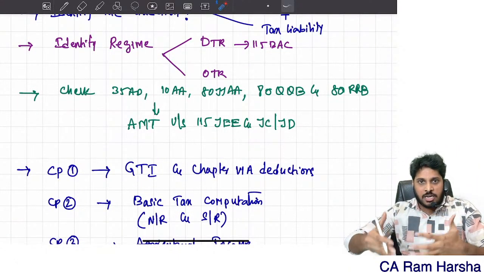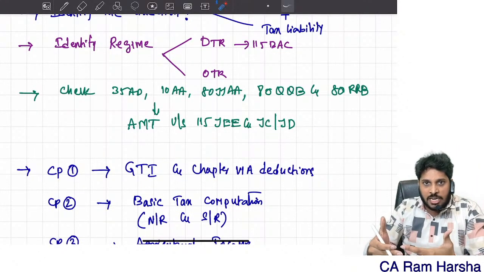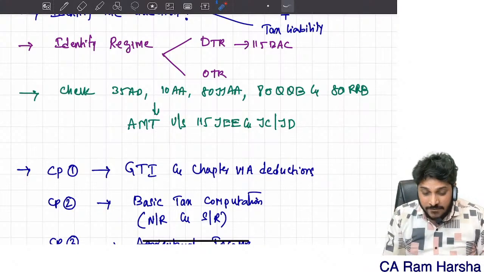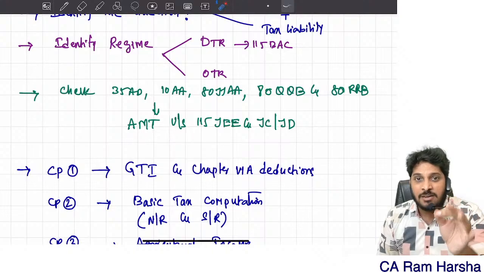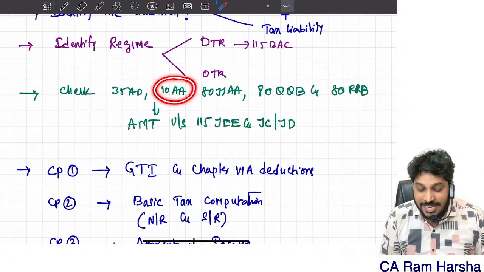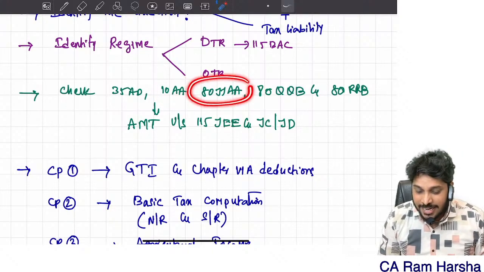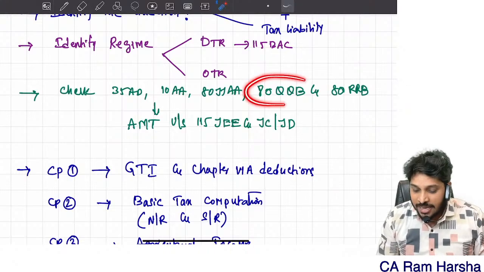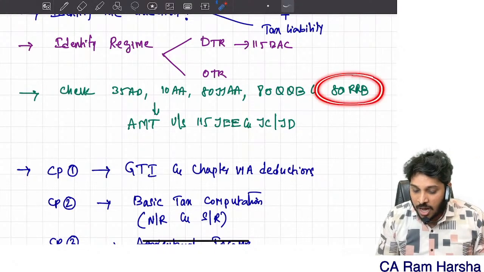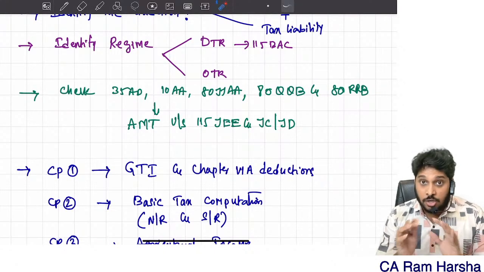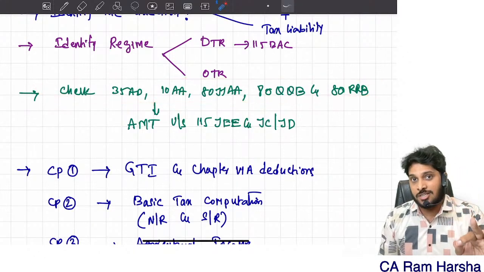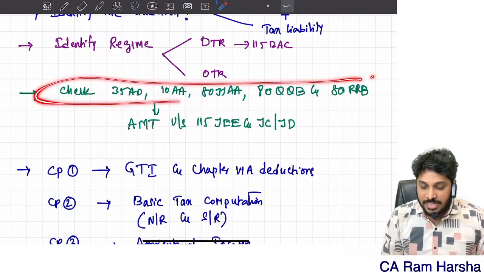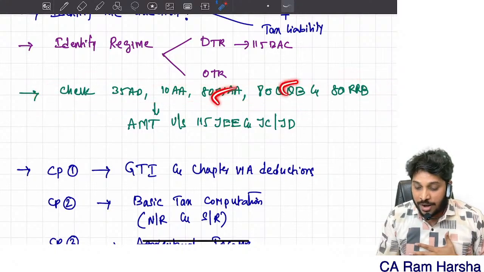Briefly look at the total income problem. See whether a specified business discussion is there. Check if a 10AA deduction is there, an 80JJAA deduction, an 80QQB deduction, an 80RRB deduction, and first decide if at all deductions related to these 5 sections are there. How to identify all this?